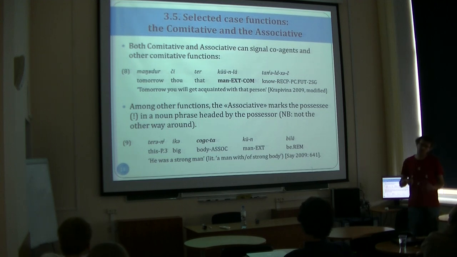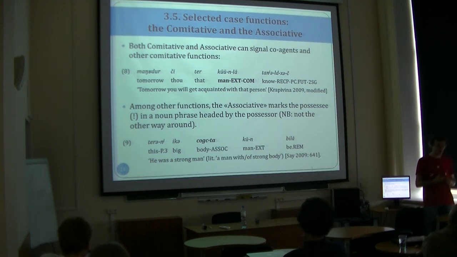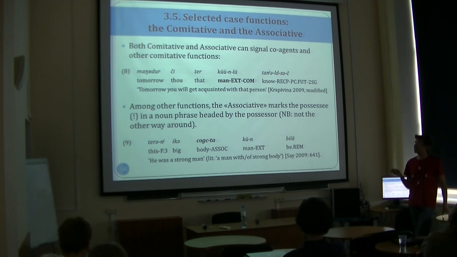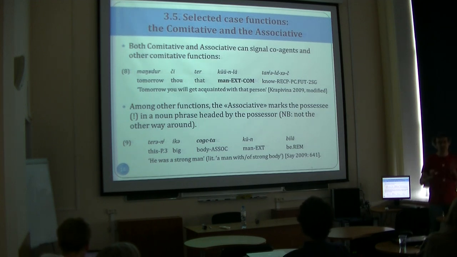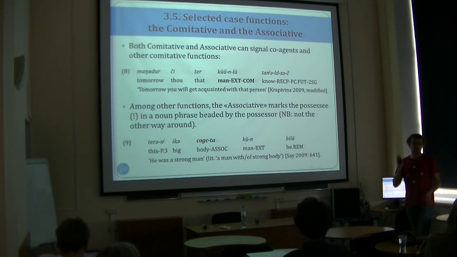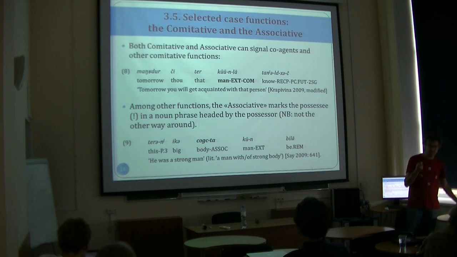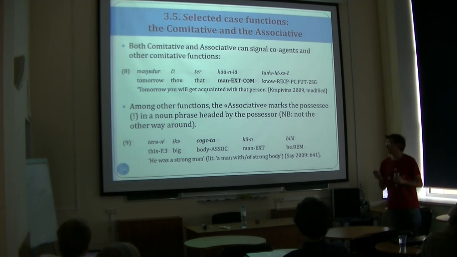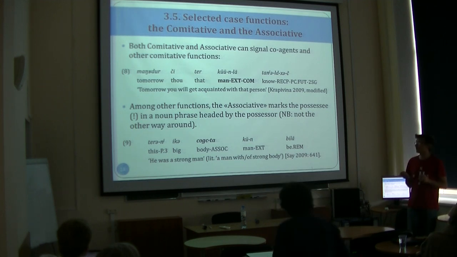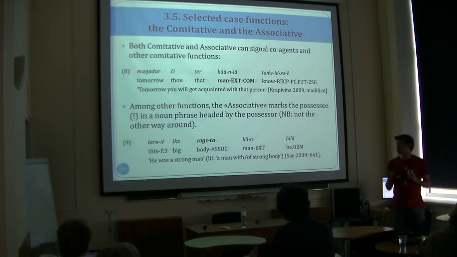Is the commutative form that I think associative is also possible, could have been used here. I'm not sure, but almost sure. However, there are some discrepant features: some contexts where one of the case suffixes is possible and the other one is not. And the most noticeable one is the one which is somehow related to possession. And here the associative has unusual features.